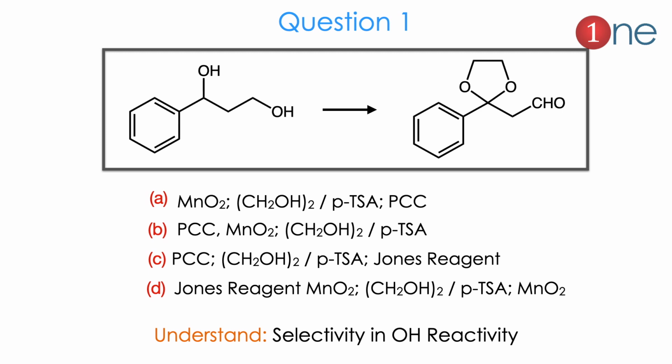Let us see question number 1. The starting material is benzene attached with a long chain which contains 2 hydroxy groups, alcohols. The product contains an aldehyde and 1 protected ethylene group. Here the choices are oxidizing agents MnO2 and PCC, and they are given the acid para-toluene sulfonic acid and Mn2. What you have to understand from here is the selective oxidation of alcohols. The end alcohol becomes CHO and the other alcohol is the protected one. So selectivity in OH reactivity is maintained here. So the question is really about selectivity in OH reactivity.